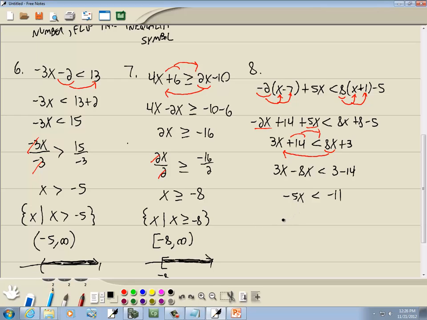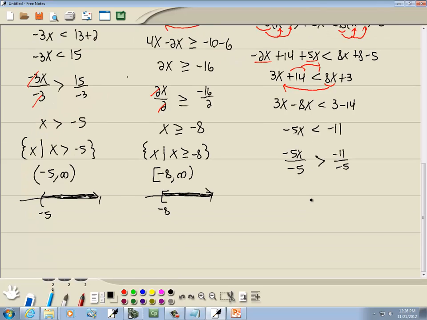Divide both sides by the number in front of your x. Now notice we're dividing both sides by a negative number at this point. So we're going to flip our inequality symbol. It becomes greater than. The -5's cancel. And we got x is greater than, negative divided by negative is positive. So we got x is greater than 11/5.